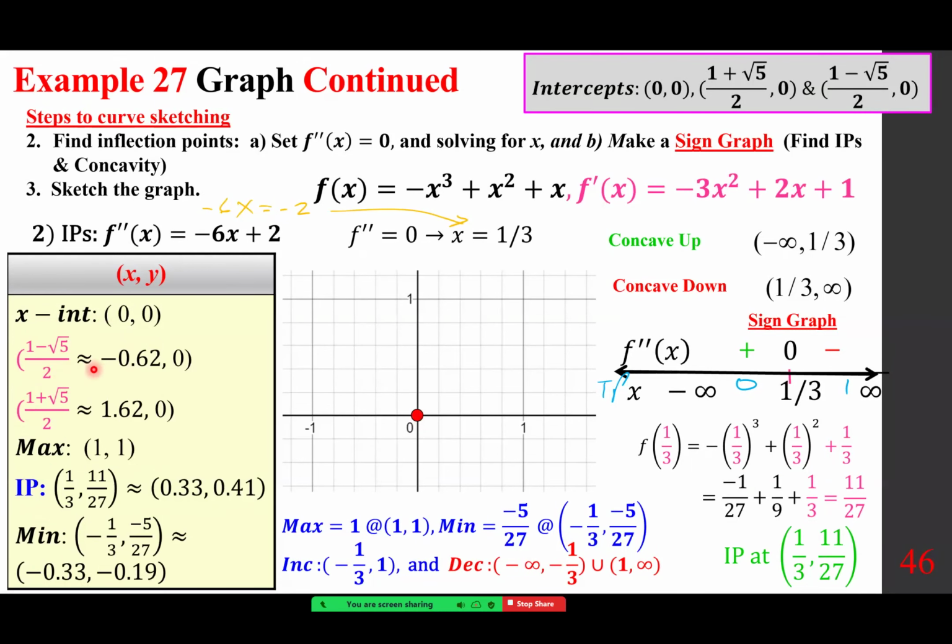And the next one, (1 minus square root of 5) over 2 is about negative 0.62. The reason we go with the decimal is for the sake of graphing. Okay, so negative 0.62 is somewhere here roughly. Again, doesn't have to be to scale. 1.62, 1 plus square root of 5 over 2. We go with the approximation again for the sake of the graph, it is somewhere here.